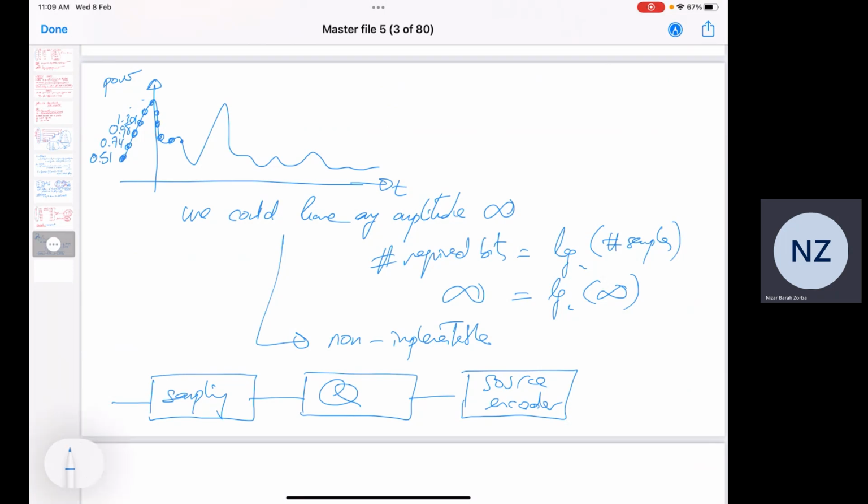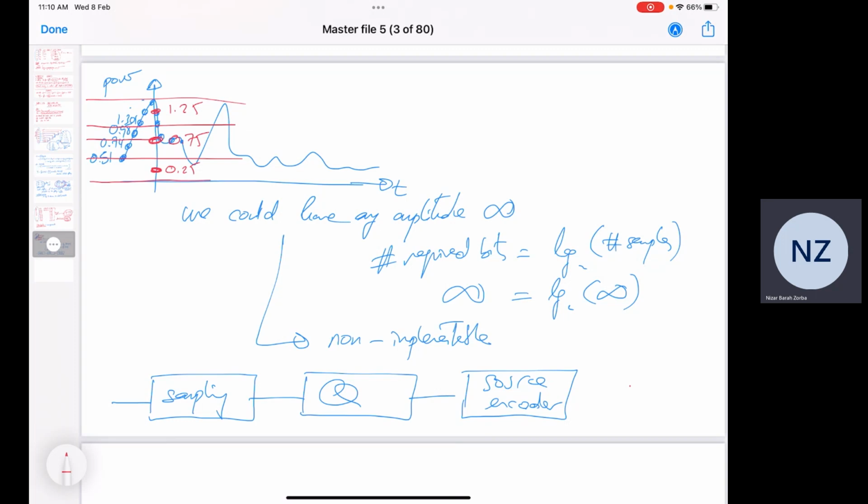Approximating what? Because here we said that we could have an infinite number of amplitudes. We have to restrict these amplitudes. How to do that? We will say that all the values between 0 and 0.5, we will approximate them to be 0.25. All the values between 0.5 and 0.75, no, 0.5 and 1, we will say that they are approximated to be 0.75. All the values between 1 and 1.5, we will approximate them to be 1.25. This way, we will restrict the number.